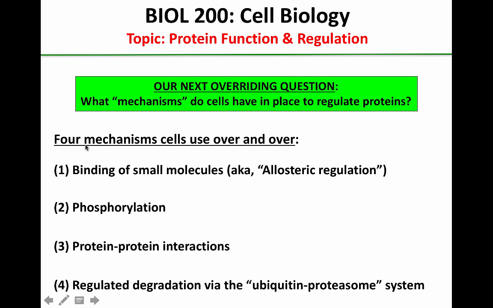What we're going to do is talk about 4 different mechanisms that cells use over and over to regulate protein activity, 4 different mechanisms that we're going to talk about over and over again in this course, which are listed here. The next video lecture will be a short lecture on this mechanism here, allosteric regulation, and then the others will go through the other 3.